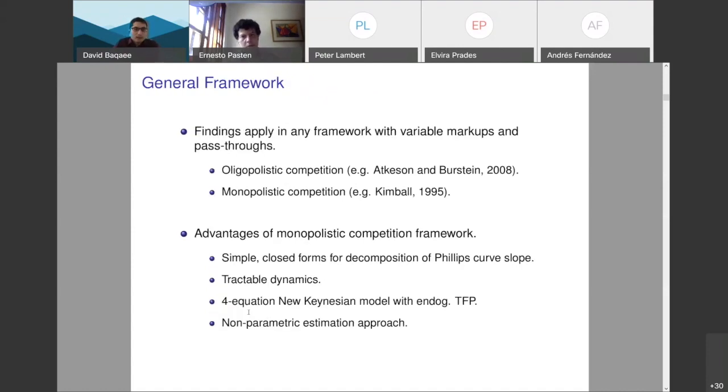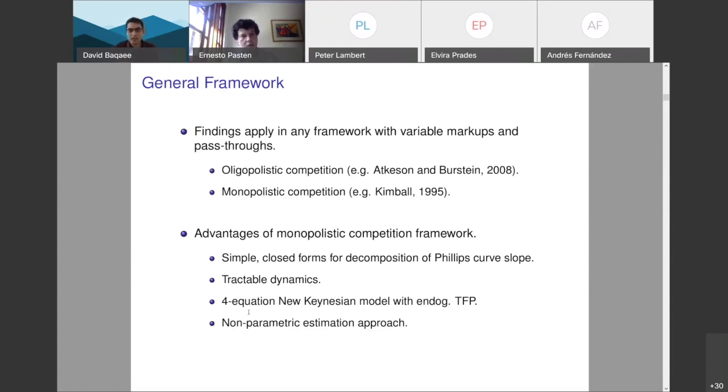Okay. So the results I'm going to show you are going to apply, I think, in most frameworks that have variable markups and pass-throughs that vary in a similar way. In particular, you could do all of what I'm about to show you using an oligopolistic competition model, a la Atkeson-Burstein. Or you could do it with monopolistic competition, a la Kimball. The important thing is you have to deviate from CES. Monopolistic competition under CES is a non-starter. But as soon as you deviate away from that, you're going to start to see effects like this.